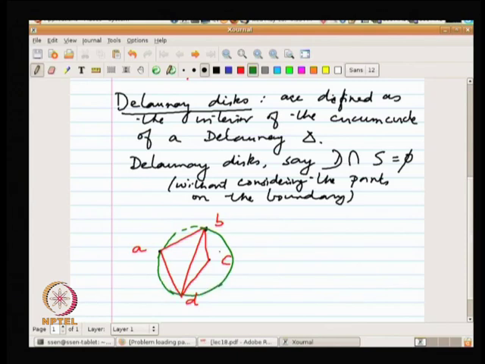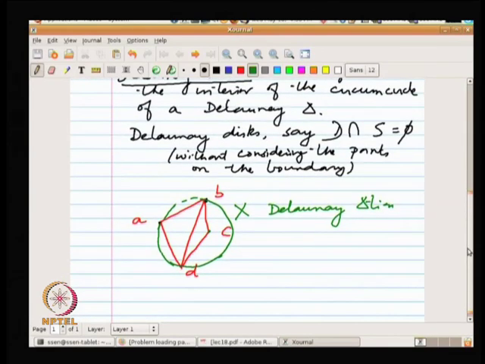Okay. And certainly this circumcircle or this disc cannot qualify, or is not eligible to be a Delaunay disc, because the point C is contained within the circumcircle of ABD. So this is not a Delaunay triangulation. Therefore, it is not even obvious that Delaunay triangulations would exist.